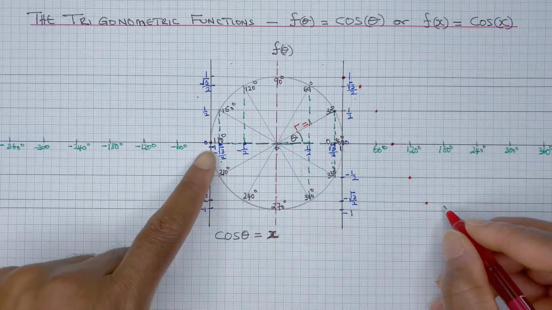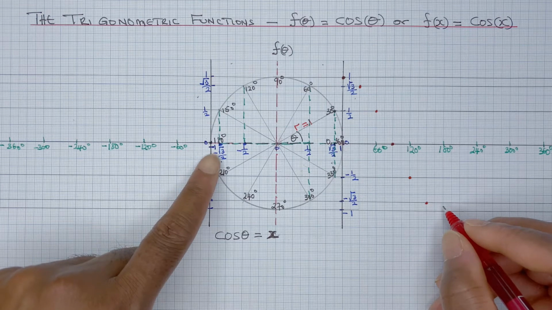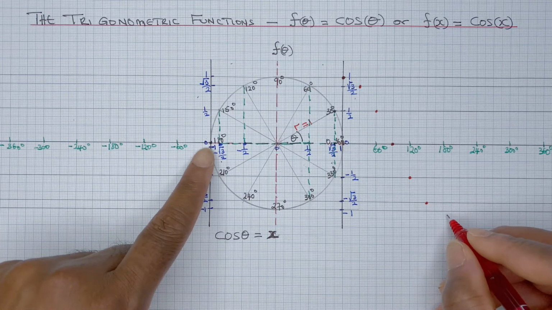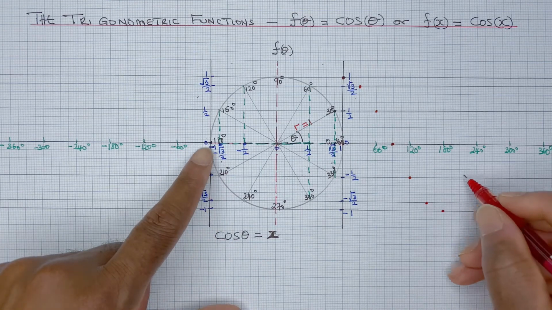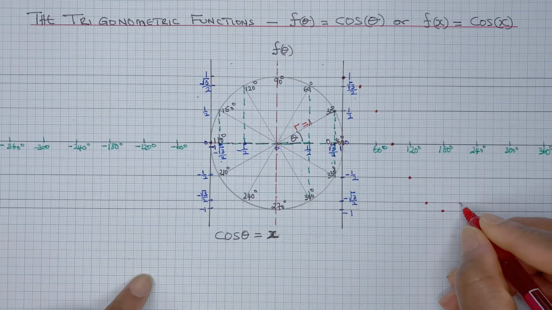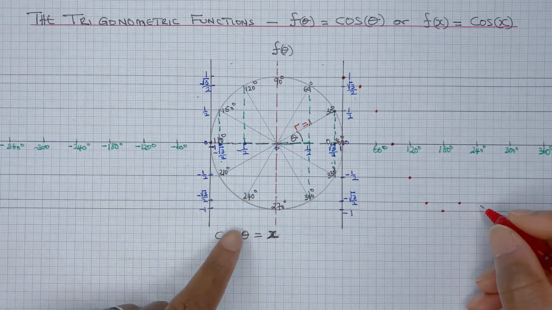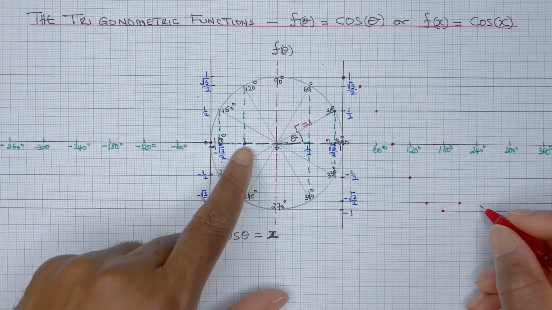Then we go to 180. 180 is minus 1. Then we're coming back up, aren't we? 210 is minus root 3 over 2. Then 240 is minus a half.